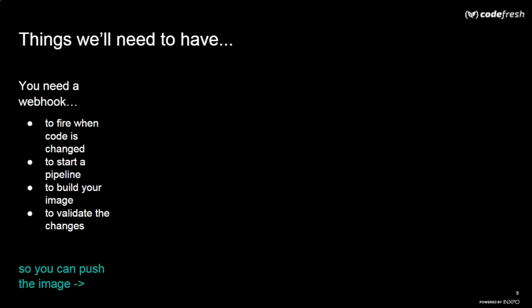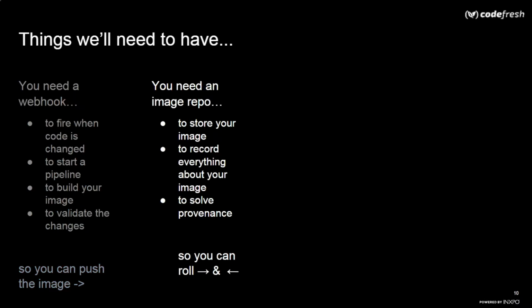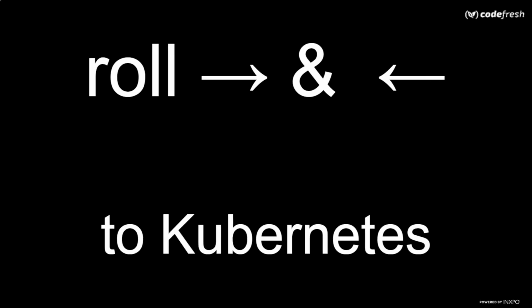So at the end of this step, where we have now created this image, we can now push the image, which means the image needs somewhere to go, because we need an image repo, because it's going to store the image, and it's also going to record everything about the image, and it's going to solve the problem of provenance, which we'll talk about in a minute. And the whole point of that is so that we can roll forwards and backwards. Roll forwards and backwards where? To Kubernetes, right?